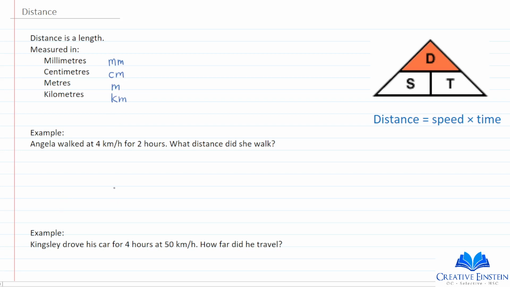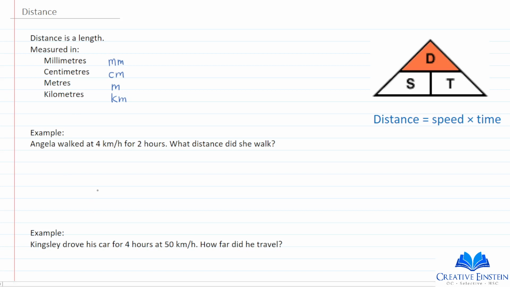Okay, let's get to some examples. When we do measure distance, normally if we're talking about people, humans that are traveling, we would normally look at kilometers. But sometimes we might be looking at other things, like ants, for example, which would probably be meters.